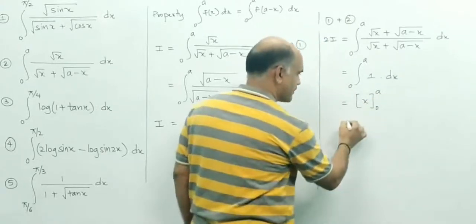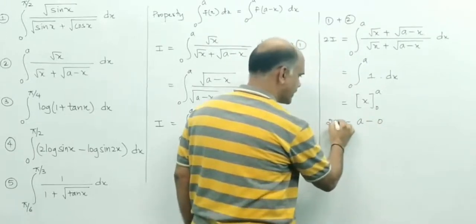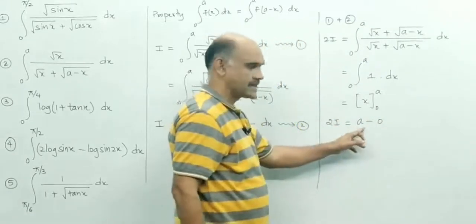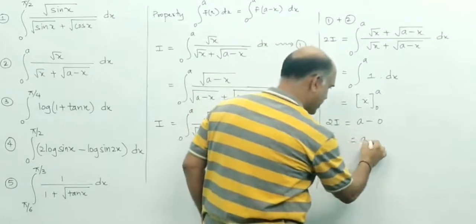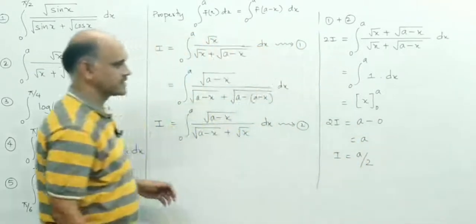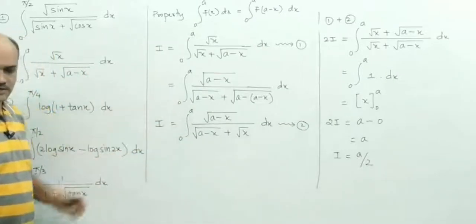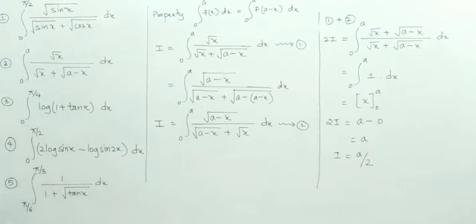Now substitute upper limit minus lower limit, a minus 0 you will have. So a minus 0 is a, therefore I is equal to a by 2. So I is equal to a by 2. Clear students? So you can solve this. We will go for the third one.